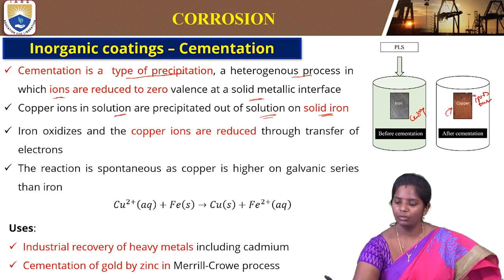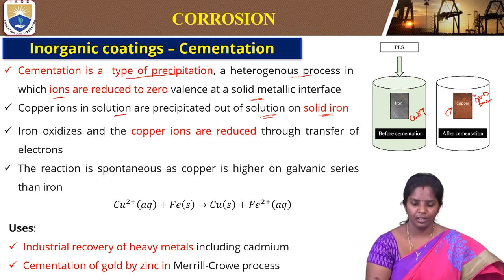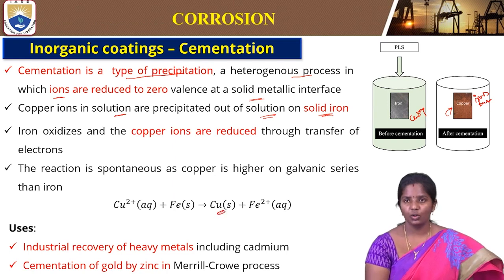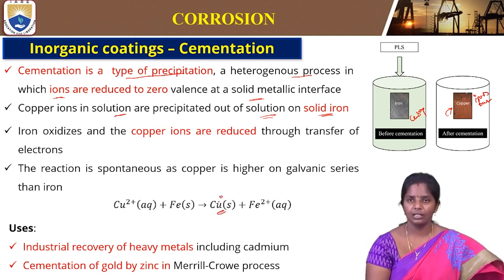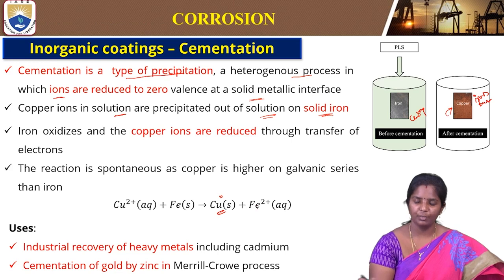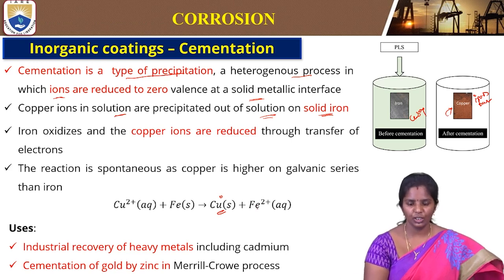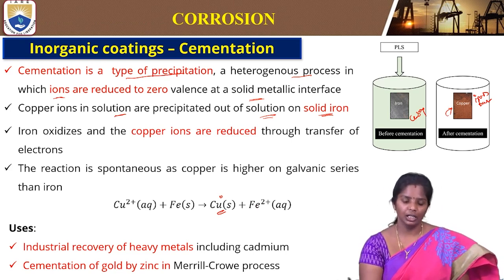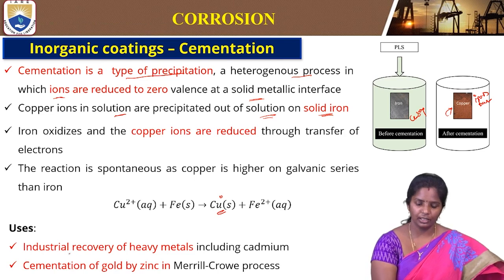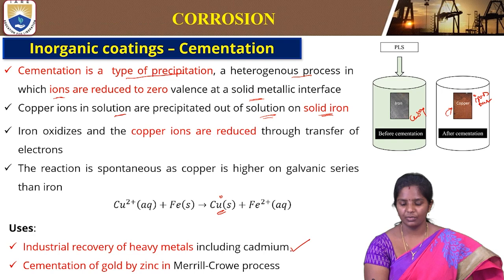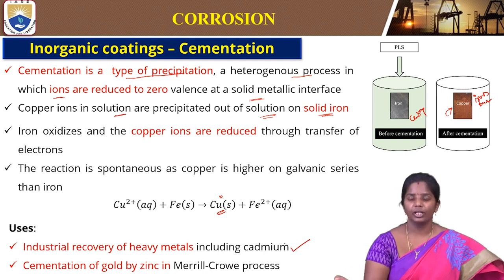So this is how the coating will be taking place. The reaction is copper 2+ ions will reduce to copper 0 valency, that is a metallic form, and Fe is oxidized to Fe 2+ ions. This method is mostly used in metal extraction, like industrial recovery of heavy metals, including cadmium, because it is very hazardous.